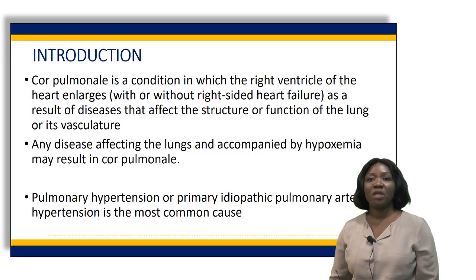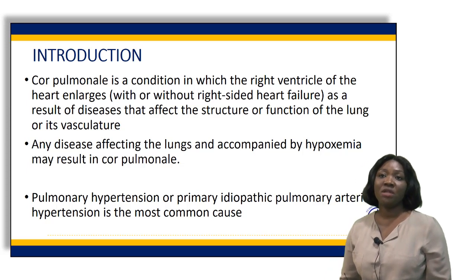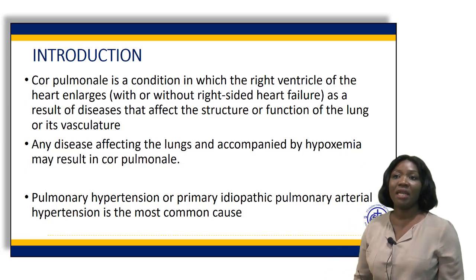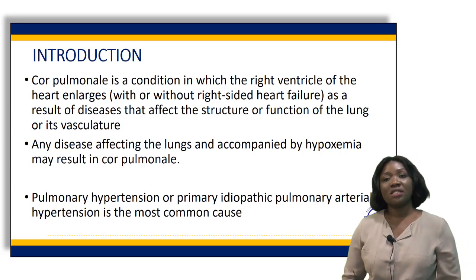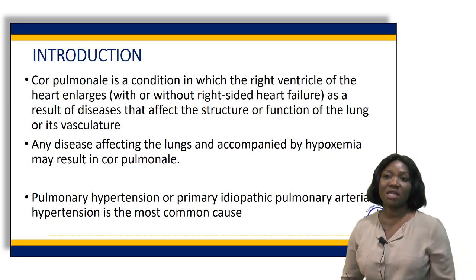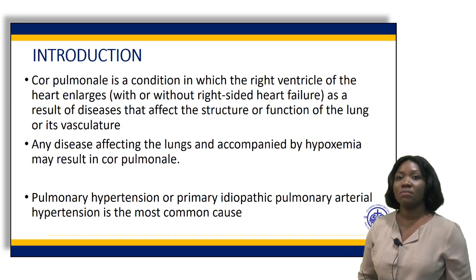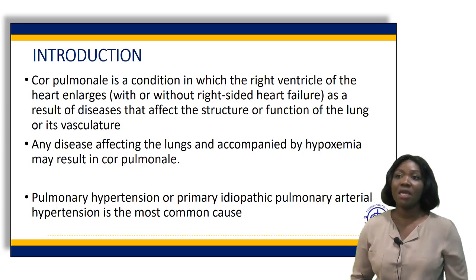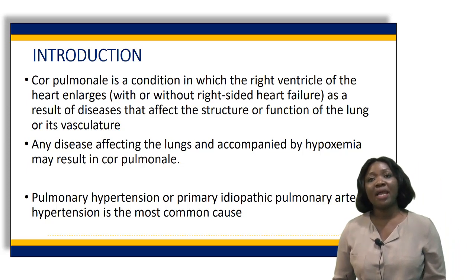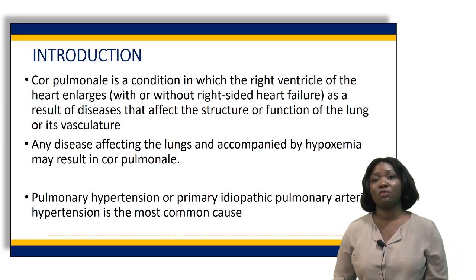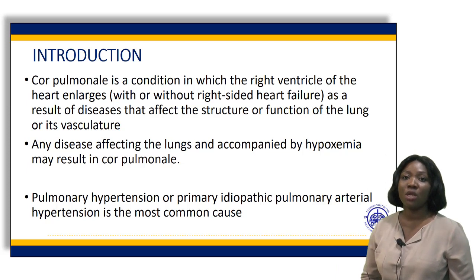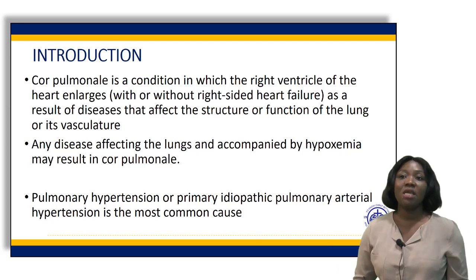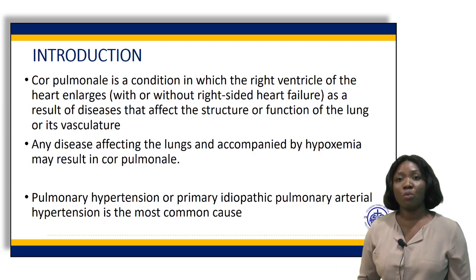When we say cor pulmonale, it's a condition in which the right ventricle of the heart enlarges. It can result with a right-sided heart failure or without a right-sided heart failure. Any disease affecting the lungs and accompanied by hypoxemia, or decreased levels of oxygen in the blood, may result in cor pulmonale. Pulmonary hypertension, or increased blood pressure in the lungs, is the most common cause of cor pulmonale.